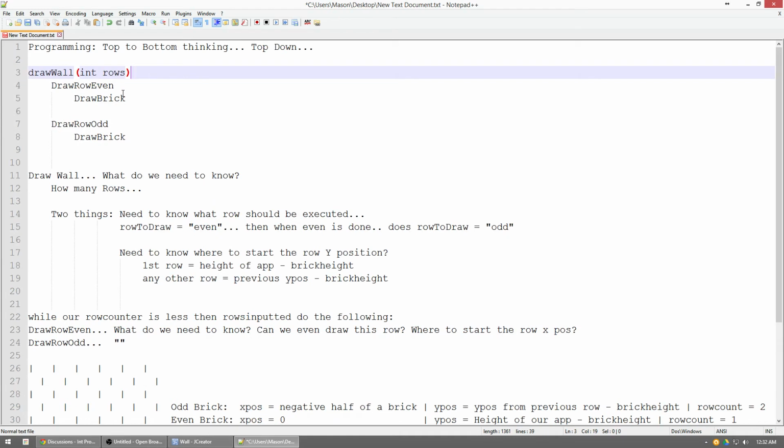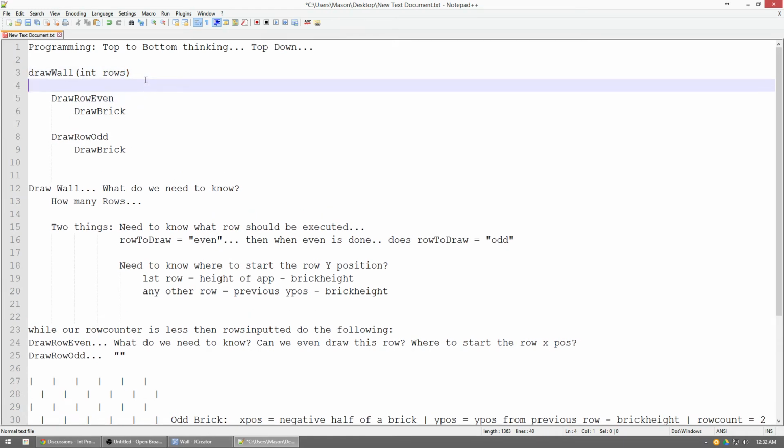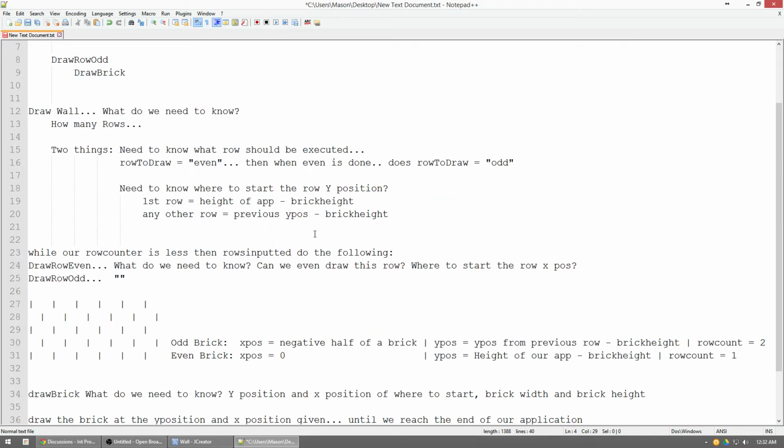You never know. And then rows would eventually go into here. What did we say? You know what row? While our row counter is less than rows inputted, then draw even. How do we know whether it's even or not? As you can see, what do we say? Row to draw, even, odd.